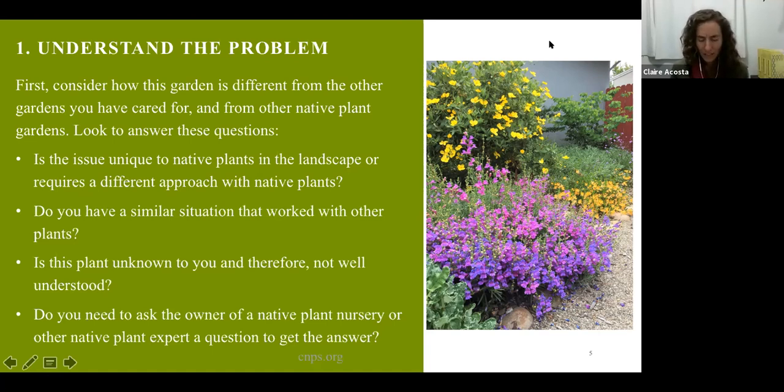Something like summer deciduous plants: we don't tend to have summer deciduous plants in conventional gardens. So this might be a native plant education thing. If this is a summer deciduous plant, it being dry and crispy in the summer is normal and part of its cycle, and not something to worry about.